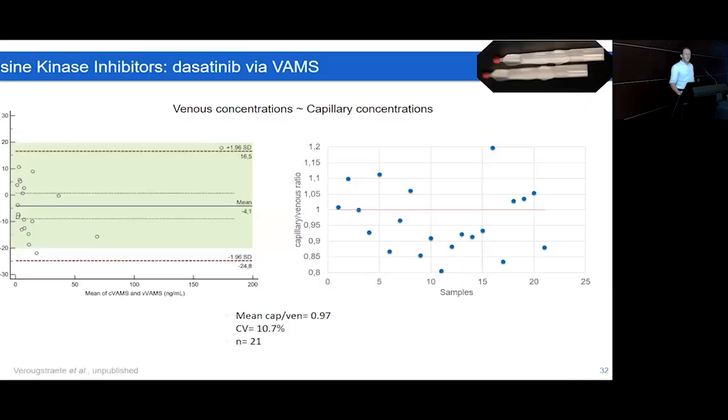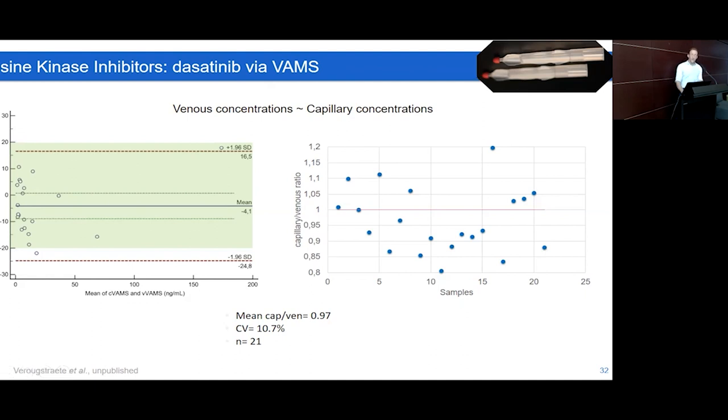Just some selected applications, I don't have time to go through too many. One of the applications that we have recently been developing is tyrosine kinase inhibitors. These are anti-cancer drugs, measured via volumetric absorptive microsampling. So these are the tips that wick up a fixed volume of blood, depicted over here. One of the things that we always look at is venous-capillary differences.